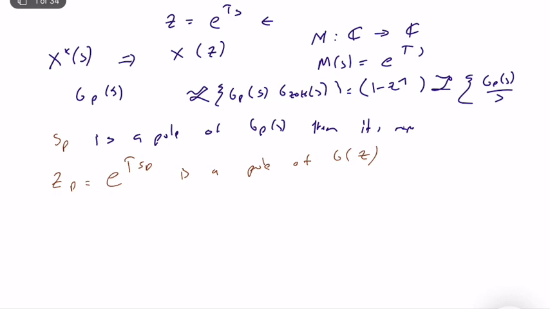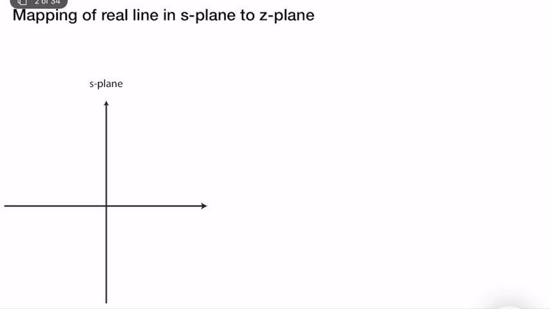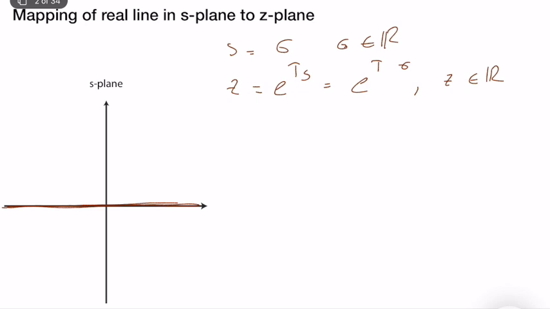Now let's analyze this mapping using some examples. Let's start with the mapping of the real line in the S-plane to the Z-plane. So what is the real line? This is the real line. In this mapping, s is simply equal to sigma, and sigma is an element of R. Let's analyze z. Z is equal to e to the power Ts, which is equal to e to the power T sigma. As you can see, z is also an element of R, but moreover, it's always positive, so it is an element of R plus.